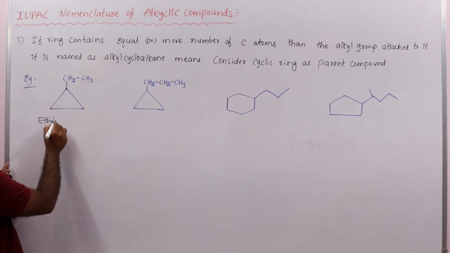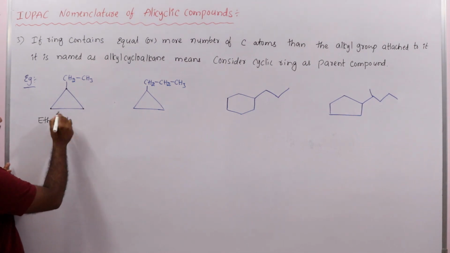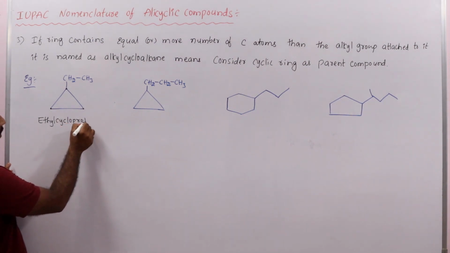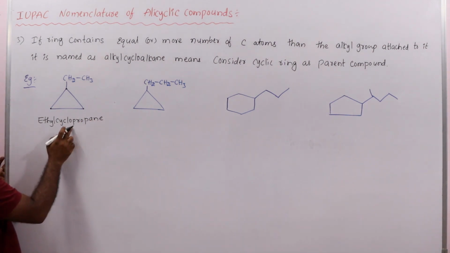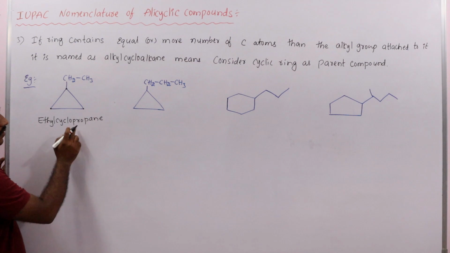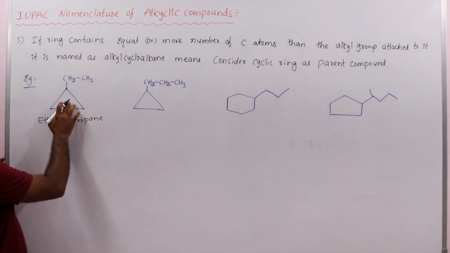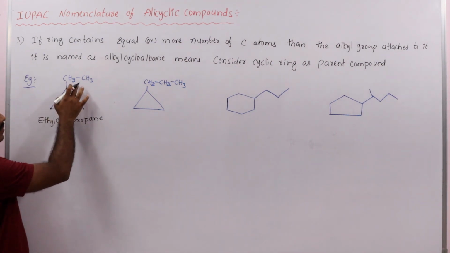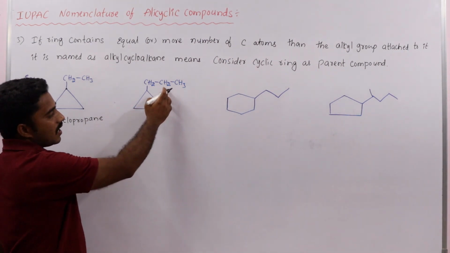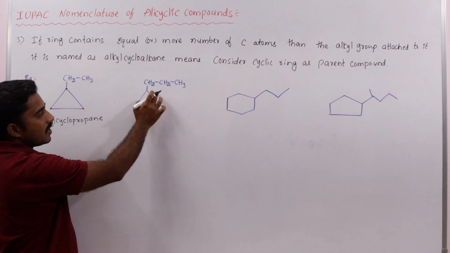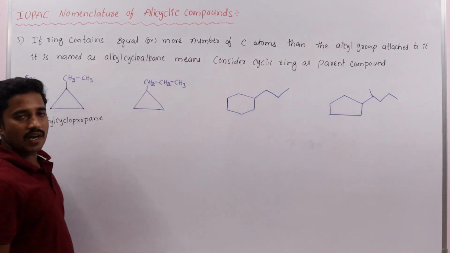Then root word, then cyclo prefix, then root word propane. Okay, ethyl cyclopropane, because here the cyclic ring contains more carbons than the alkyl group attached to it. So in this case, the cyclic ring contains 3 carbons and the side chain also contains 3 carbons.